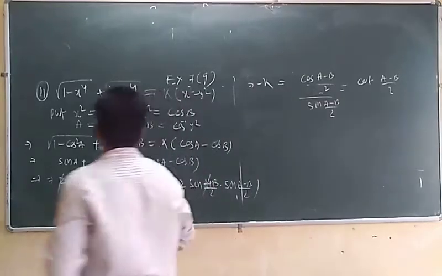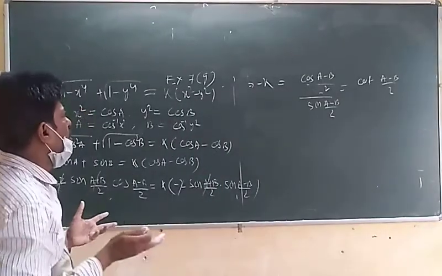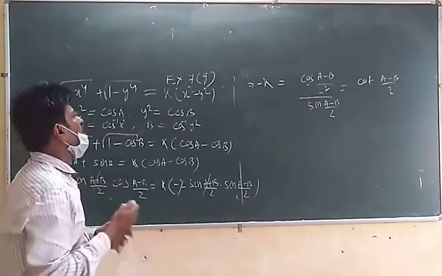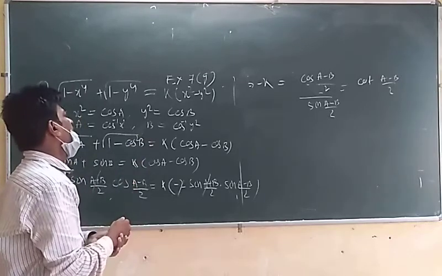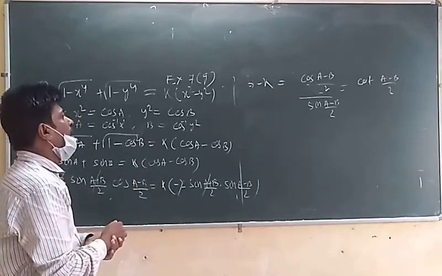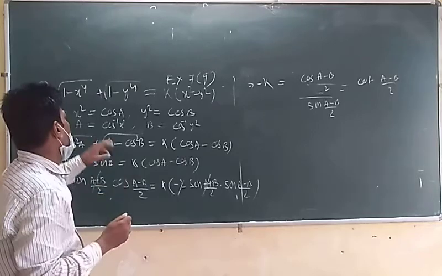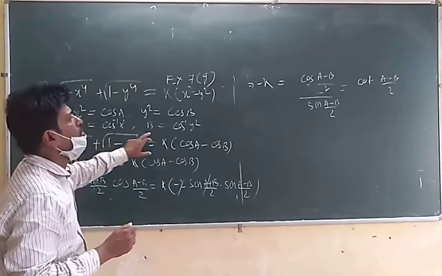Now we need only the variables x and y, but there is A and B. Instead of A or B, you can use A is equal to cos inverse x square and B is equal to cos inverse y square.